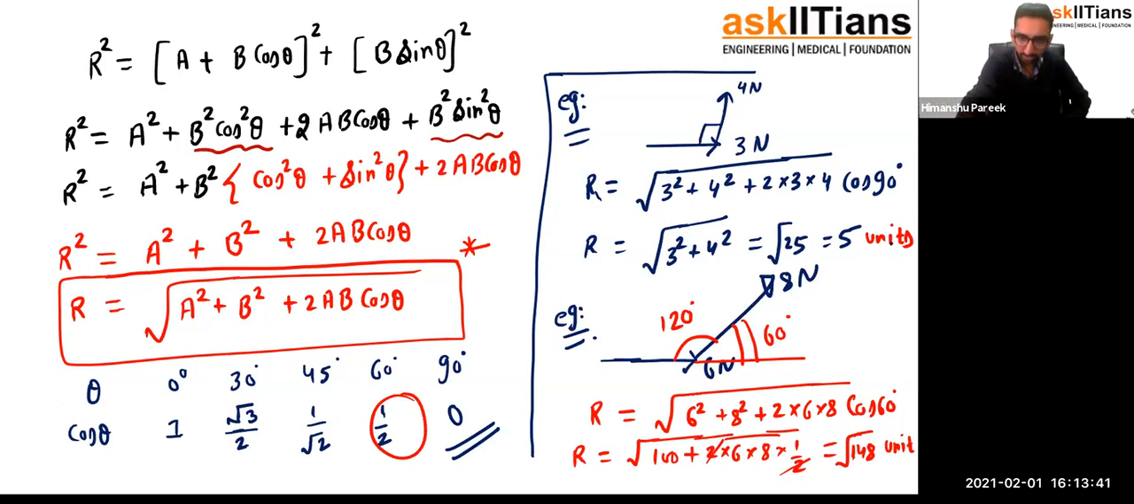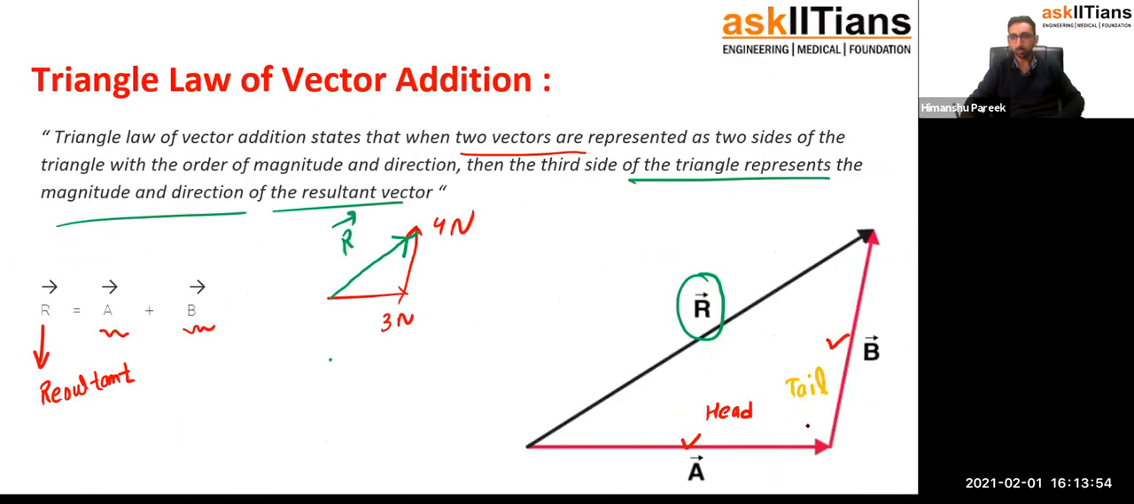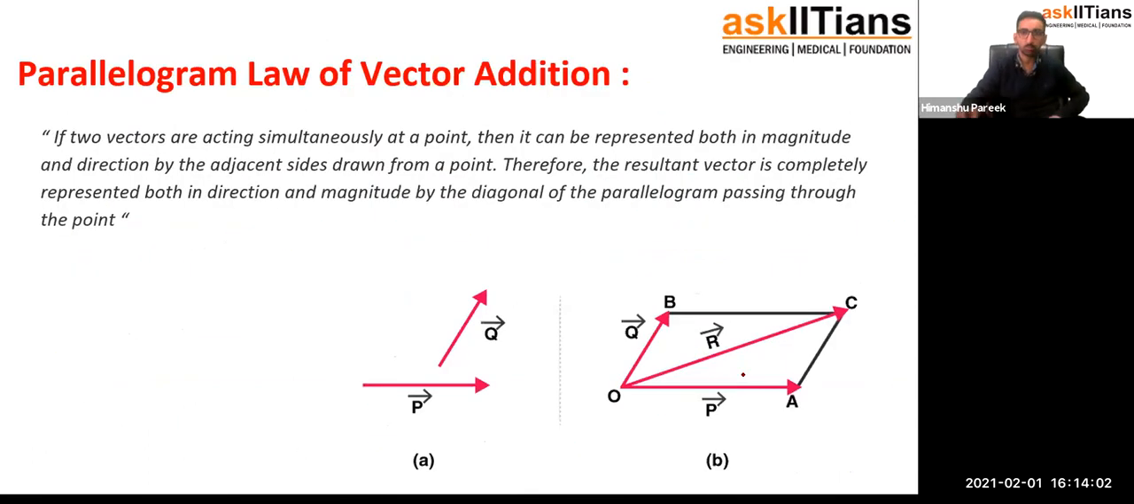Okay. So going ahead with the second law of vector addition, it is called the parallelogram law of vector addition. In the triangle law, let me show you once again, the vectors were joined head to tail, head to tail. But in the parallelogram law, the vectors would be joined tail to tail. The tail of vector A is joined with the tail of another vector B. Can you see that? The A vector and the B vector.